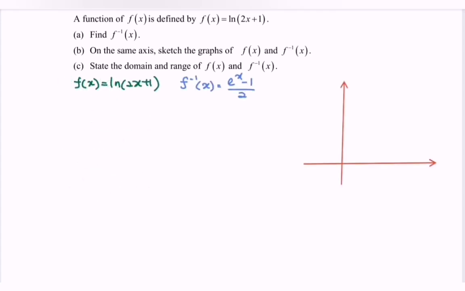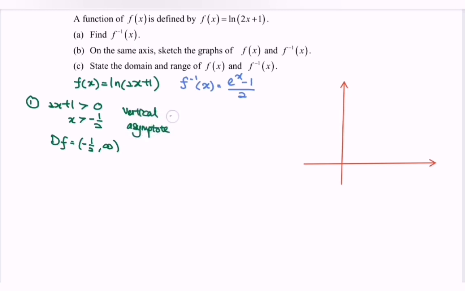So let's begin with the situation. On the same axis, sketch the graph for the function f and f inverse. Step number 1 is to find the domain. So 2x + 1 is greater than 0, so we have x greater than negative 1 over 2. So the domain for f is negative 1 over 2 until infinity, where negative 1 over 2 is not included. From here, we can also find the vertical asymptote, where we have x is equal to negative 1 over 2.